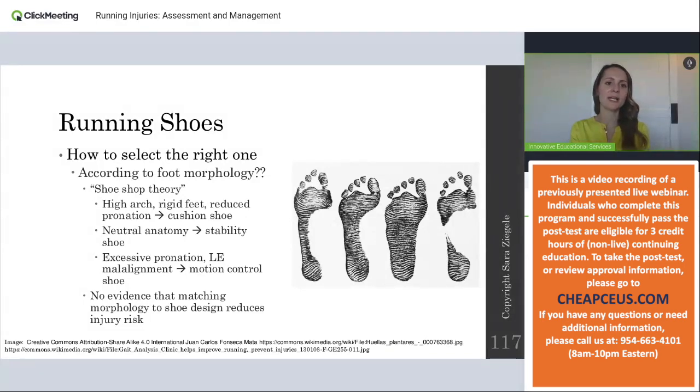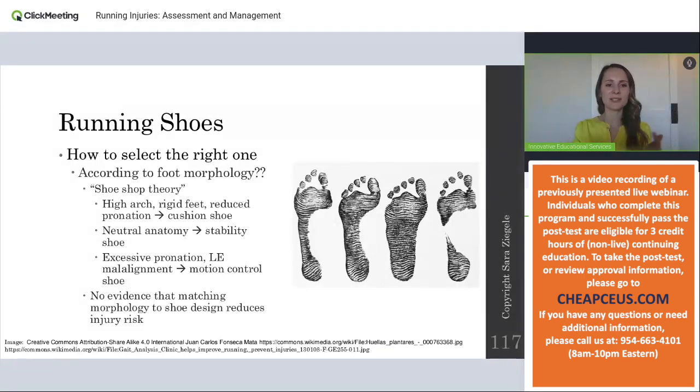So under that program, high arched with rigid feet and people who have reduced pronation would be cushioned. People who have more neutral anatomy get put in something called the stability shoe. And people who excessively pronate or have lower alignment issues would be put in something called a motion control shoe. So when they do that, and most of these studies actually come from the military because the military can dictate what people wear, they matched people's morphology to that shoe type.